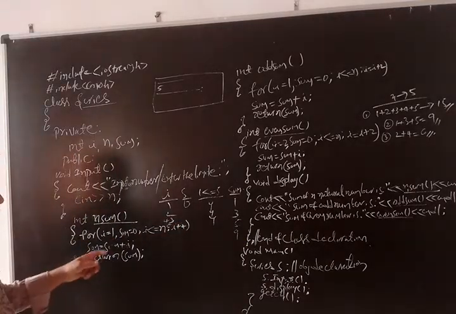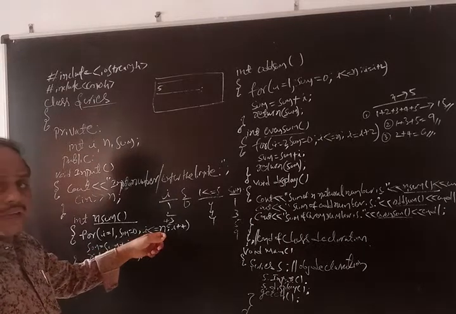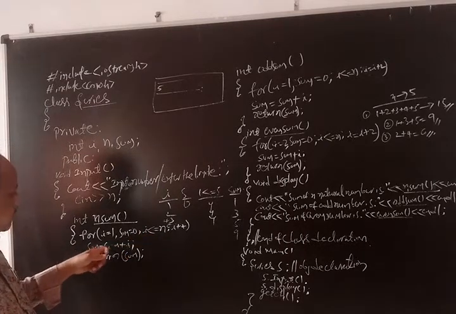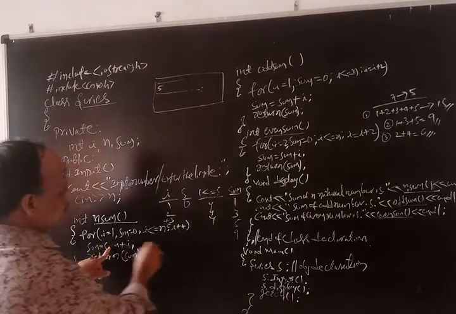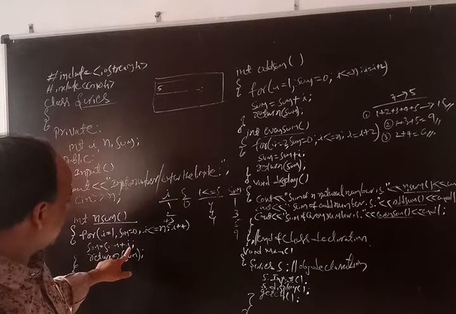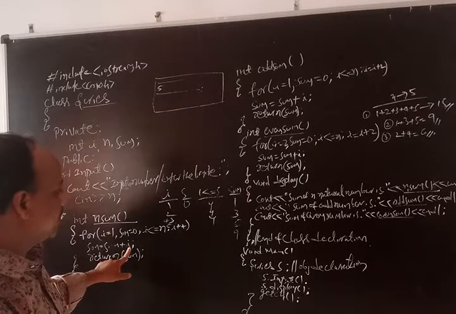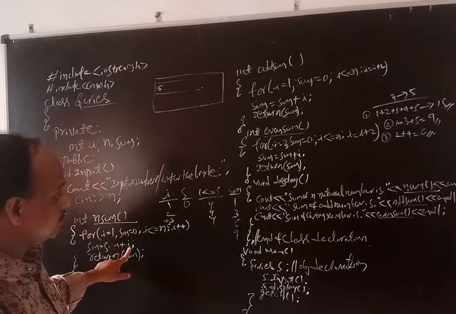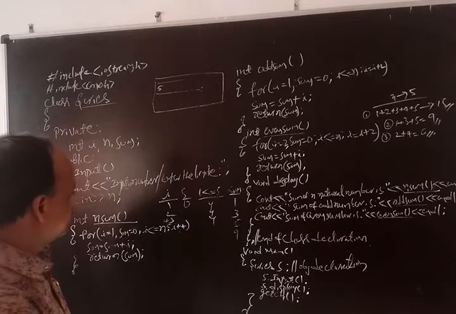Next, I becomes 5. 5 less than or equal to 5. Yes. Sum is equal to sum plus I, that is previously sum is 10, plus I value 5. So 10 plus 5, 15.